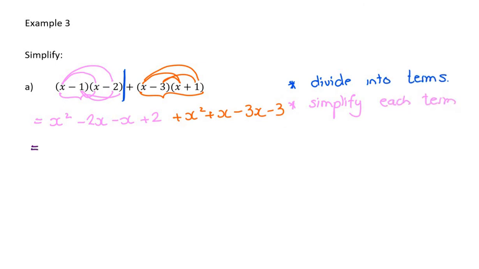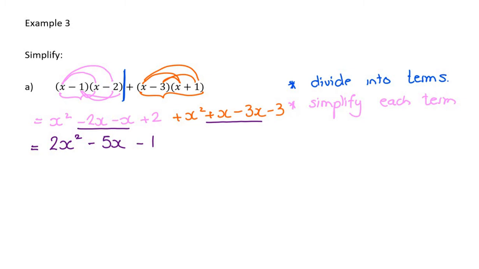Okay, now it's just like terms, and x squared plus an x squared is 2x squared. Remember, you're adding like terms, you're not changing the exponents. Okay, minus 2x minus x plus x minus 3x is minus 5x. And 2 take away 3 is minus 1. So your answer becomes something that's really small and simple.